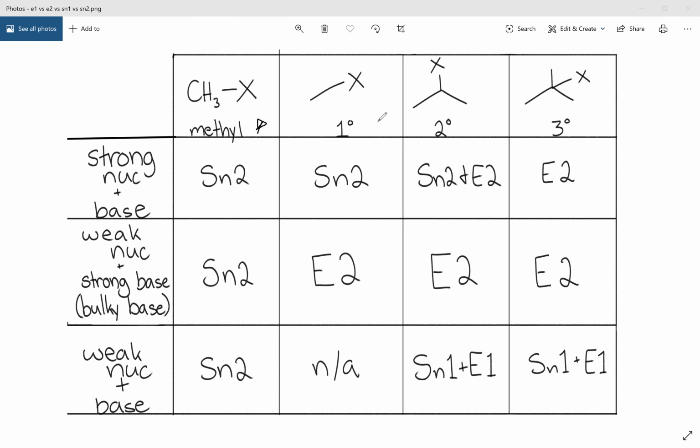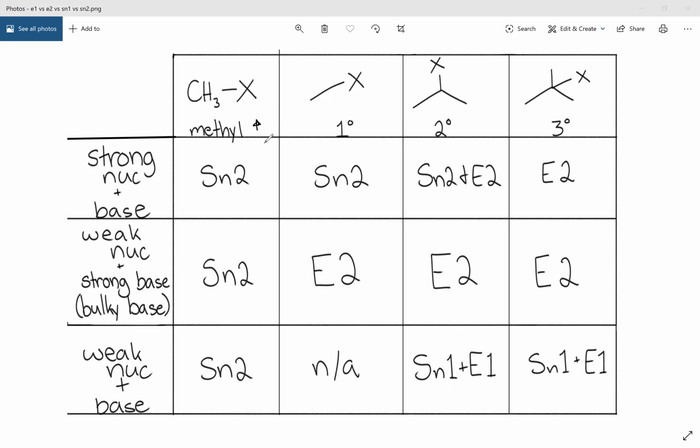If we have a primary substrate, then we're either going to be SN2 or E2, because remember, SN1 and E1 don't really occur with primary alkyl halides because those are very unstable as carbocations. And then with a secondary, we can do any of the reactions, and with tertiary, we only do either E2 or SN1 and E1. Notice again how SN1 and E1 are always going to occur at the same time. All right, so let's break this down.